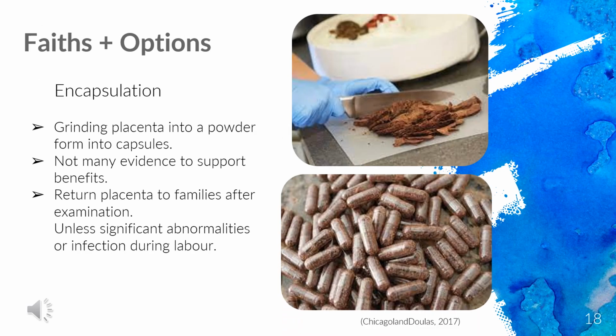Some families like to do what we call an encapsulation, which involves drying the placenta and turning it into capsules for consumption. We still have to examine the placenta just as we would any placenta. The only difference is that we will return it back to the families as opposed to disposing of it in a yellow bag. The families often take this to a private organisation who would dry the placenta for a few days and put it into capsules. Although there isn't much evidence to support the benefits, we still have to continue to empower women in their decisions and what they would like to do.